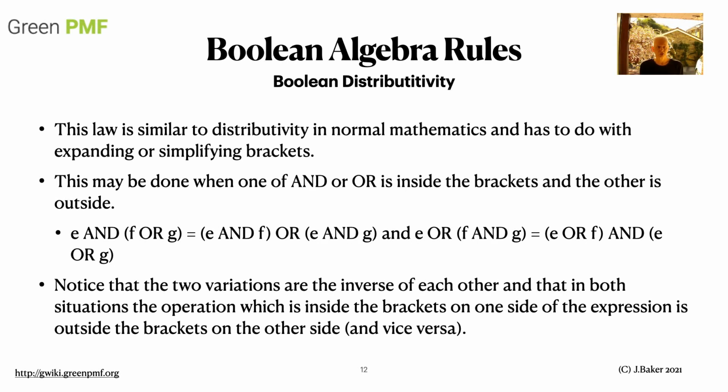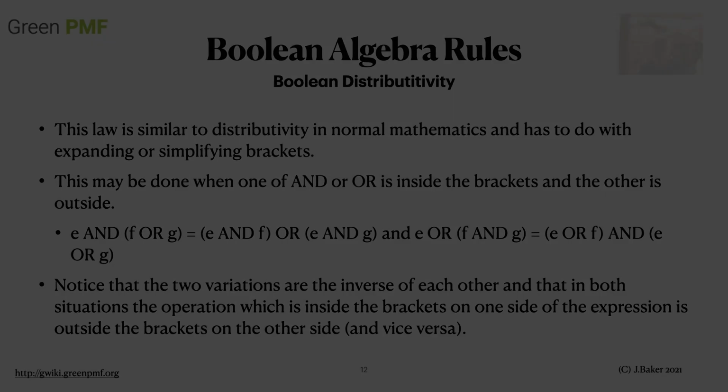Distributivity. This law is similar to what it is in normal mathematics and has to do with expanding or simplifying brackets. This may be done when one of an AND or an OR is inside brackets and the other is outside, and you can see the example below. Now if you notice, the two variations are the inverse of each other, and in both situations the operation which is inside the bracket on one side of the expression is outside the brackets on the other side, and vice versa. This can get a little confusing, but take a little time just to think about it and soon it'll make sense.